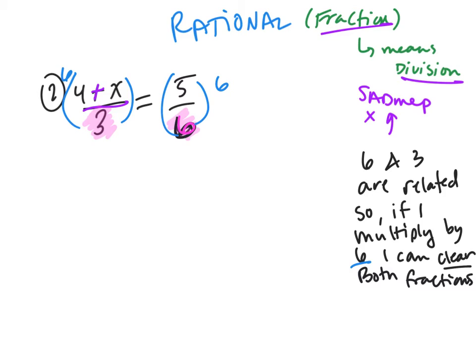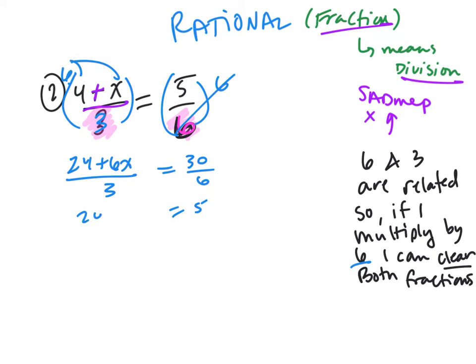What happens is that this 6 and this 3 are going to have a relationship. They have a relationship of 2. Or maybe I'll just do it the long way out. So 6 times 4 is 24 plus 6x, right? So if I distribute it, still divided by 3 equals 30 divided by 6, right? And this is just 5 because 30 divided by 6 is 5.